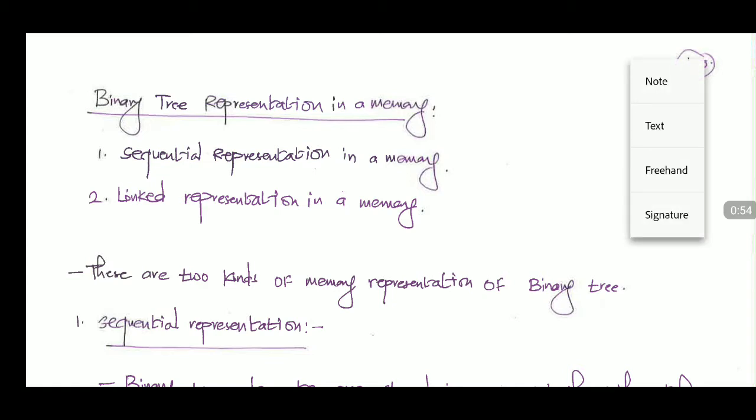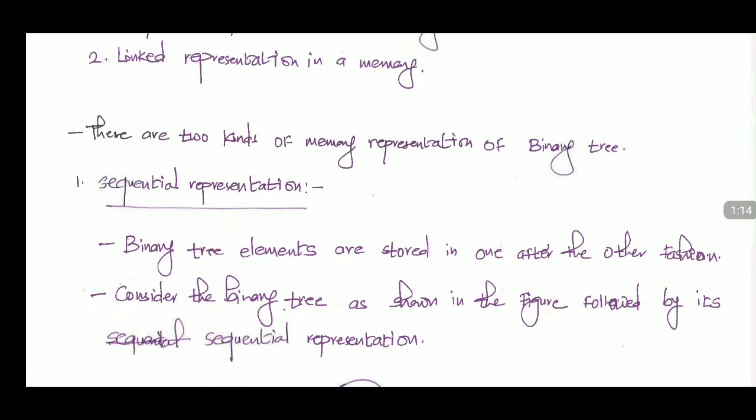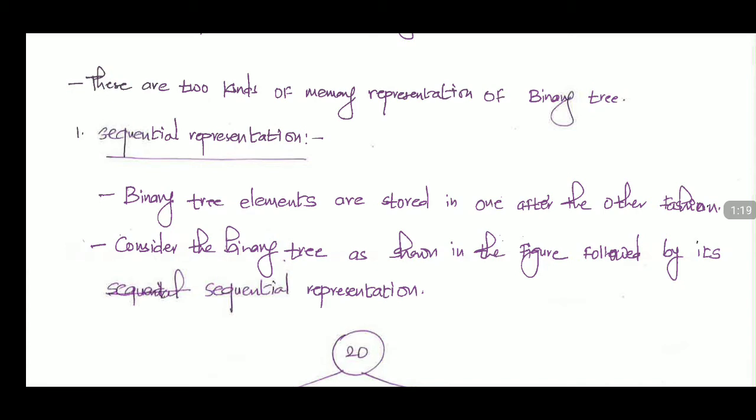Now, for binary tree representation in memory, there are two different ways. One is a sequential representation in memory, and the second one is a linked representation in memory. We will see these two ways in detail. The first way is the sequential representation in memory. Binary tree elements are stored one after the other in an array-like fashion.